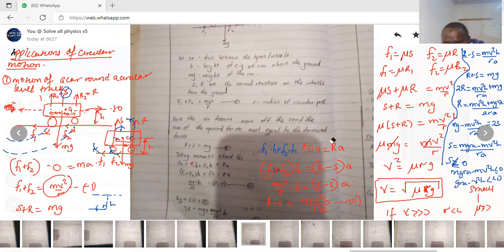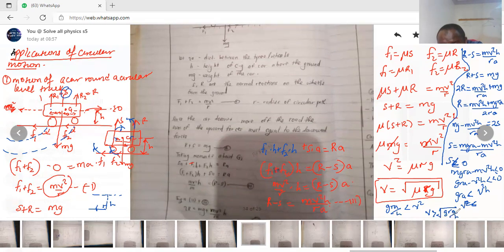And therefore, we shall have this conclusion. Don't worry, all the derivations are there in the book. I'm just going through them in the notes. Then you'll have GRA over h is less than v squared. So it means that if v is greater than the square root of GRA over h, then toppling will occur.